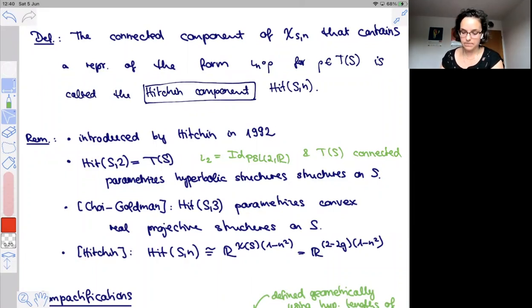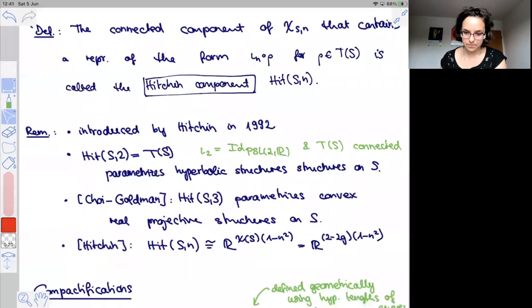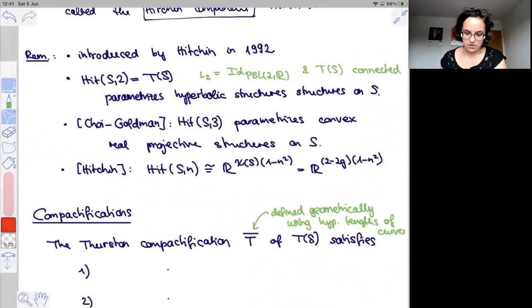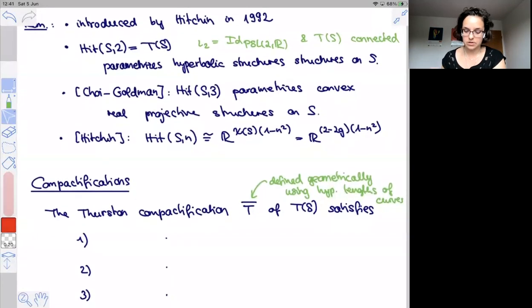Okay, this was all I wanted to say about the Hitchin component. And now let's talk a bit about compactifications. Okay, so there's a compactification called the Thurston compactification. This is defined geometrically. So we've seen that Teichmüller space parametrizes hyperbolic structures. So we can use hyperbolic lengths of curves to define the Thurston compactification.